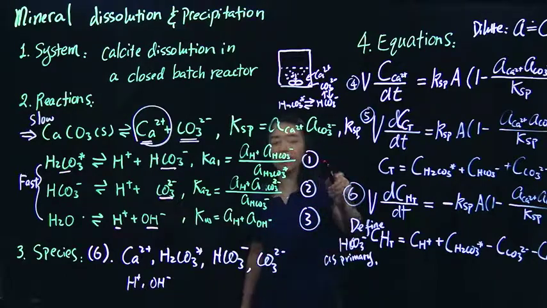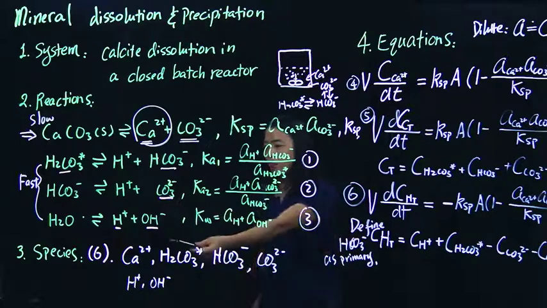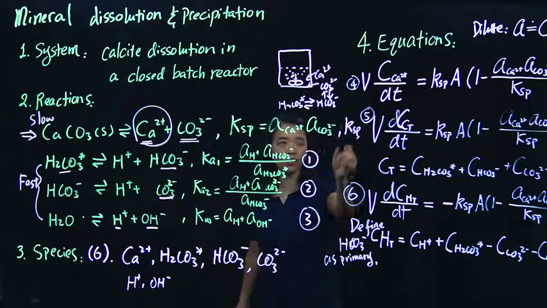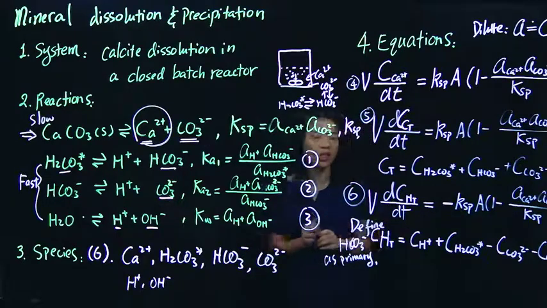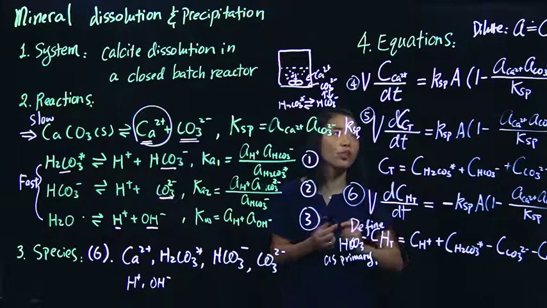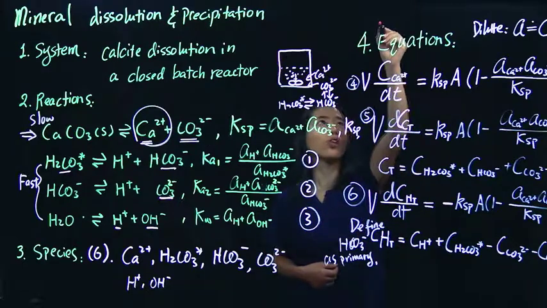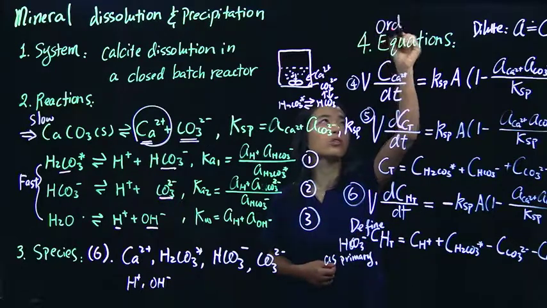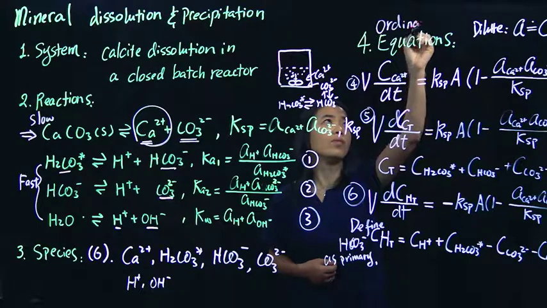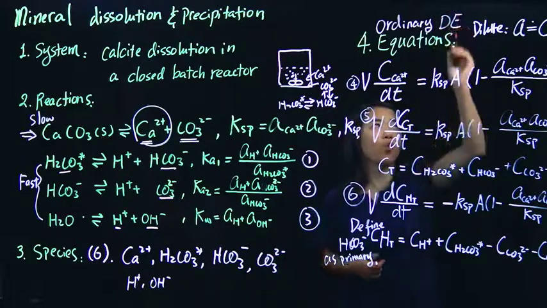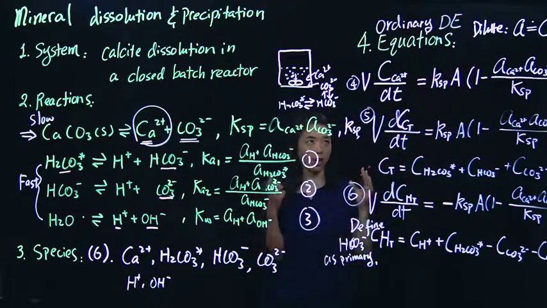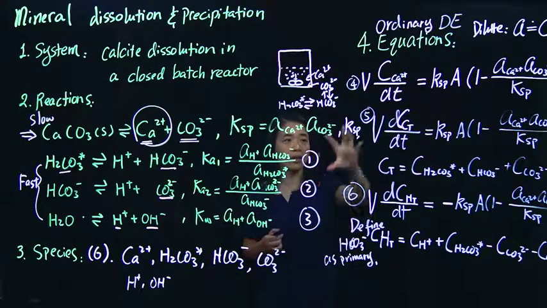So essentially we have six unknowns, right, and six equations to solve for them. But on top of that, one thing we need to pay attention to is that these are ODEs, which we call ordinary differential equations, meaning we have one independent variable, which is time, in this equation.